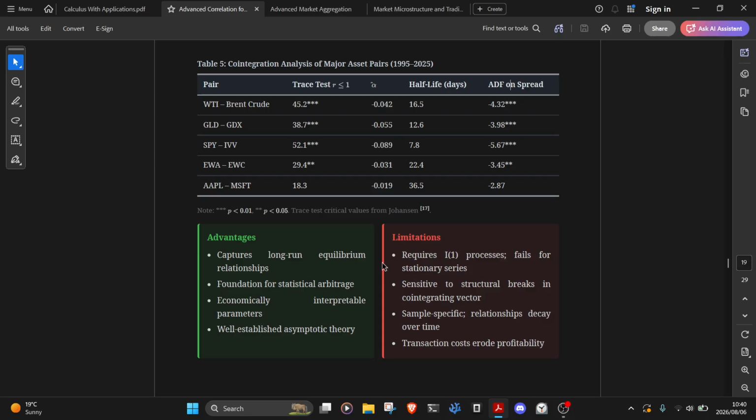Its limitations: number one, requires I(1) processes, i.e., the processes have to be non-stationary. Fails for stationary series. Number two, sensitive to structural breaks in the co-integrating vector. Number three, sample-specific relationships decay over time. And number four, transaction costs erode profitability.